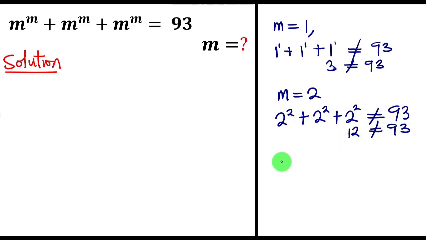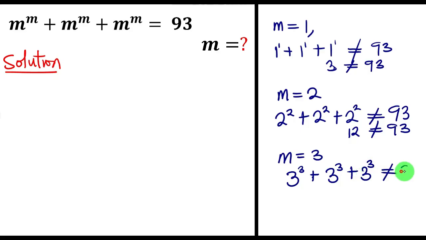Then let's guess, if m equals 3, can it be equal to 93? We are having 3 raised to the power of 3 plus another 3 raised to the power of 3 plus another 3 raised to the power of 3. Is this equal to 93? No, because this is 27 plus another 27, then plus another 27. Adding the whole thing together, we have 81, and it's not equal to 93. That shows that m can never be 3.